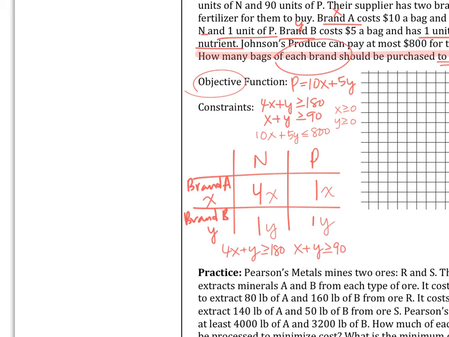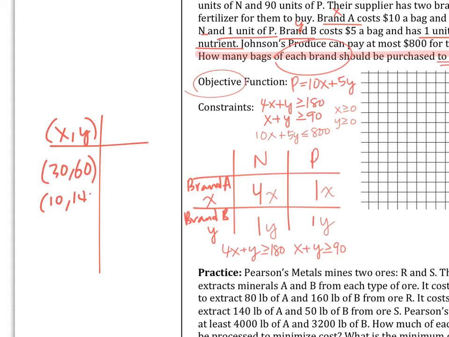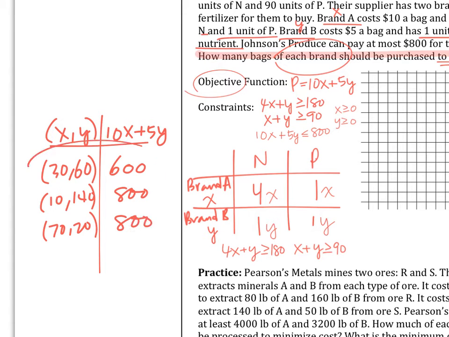All right, vertices. They are 30, 60, 10, 140, 70, 20. Okay, the objective function 10x plus 5y. We have 600, 800, and 800. So the one that's going to minimize cost is this one. Do you know what this means? 30, 60. What does 30, 60 mean?